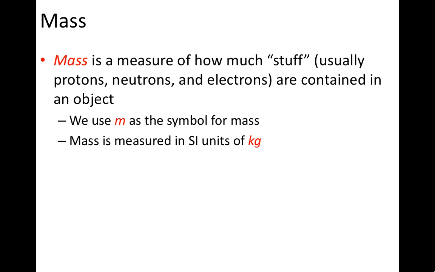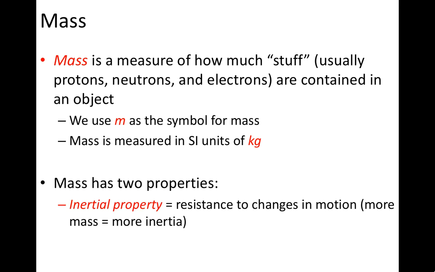Just to note, this is the only standard unit that we use that has a prefix. We don't use grams, we use kilograms for our standard unit. Now, mass is important because it has two properties. The first is that objects with mass have inertia. And remember, inertia is resistance to changes in motion. So an object with more mass is harder to change how it's moving.